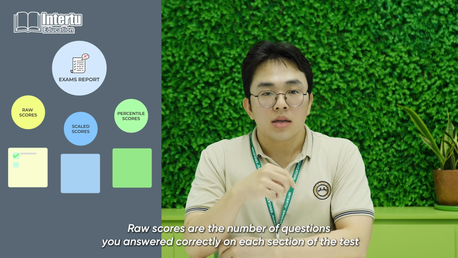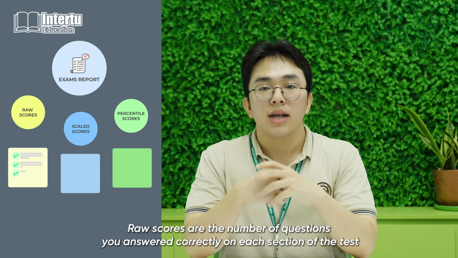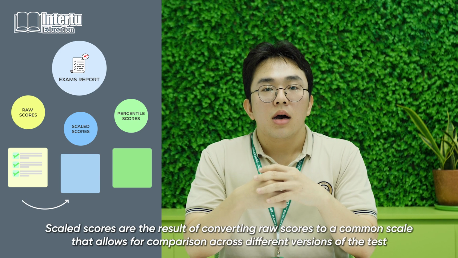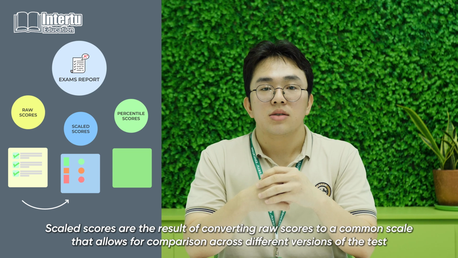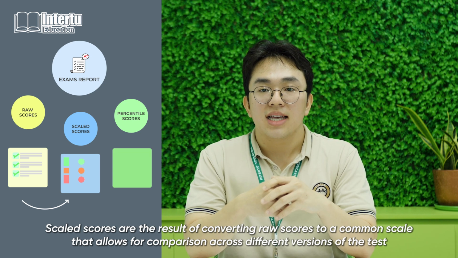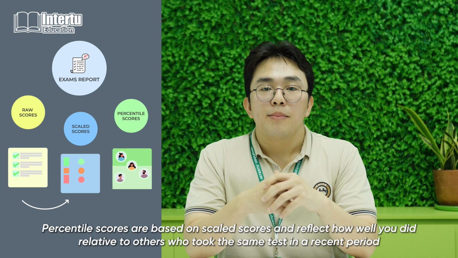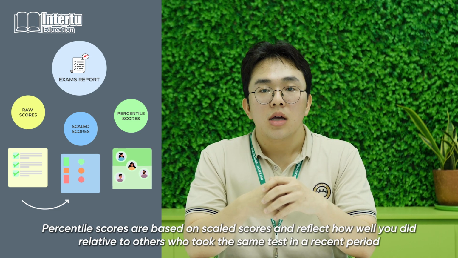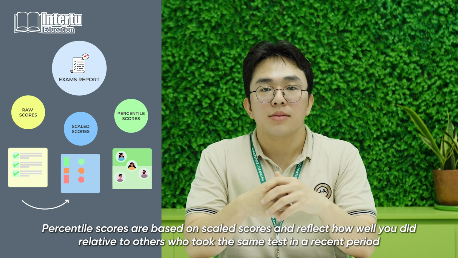Raw scores are the number of questions you answered correctly on each section of the test. Scale scores are the result of converting raw scores to a common scale that allows for comparison across different versions of the test. Percentile scores are based on scale scores and reflect how well you did relative to others who took the same test in a recent period.